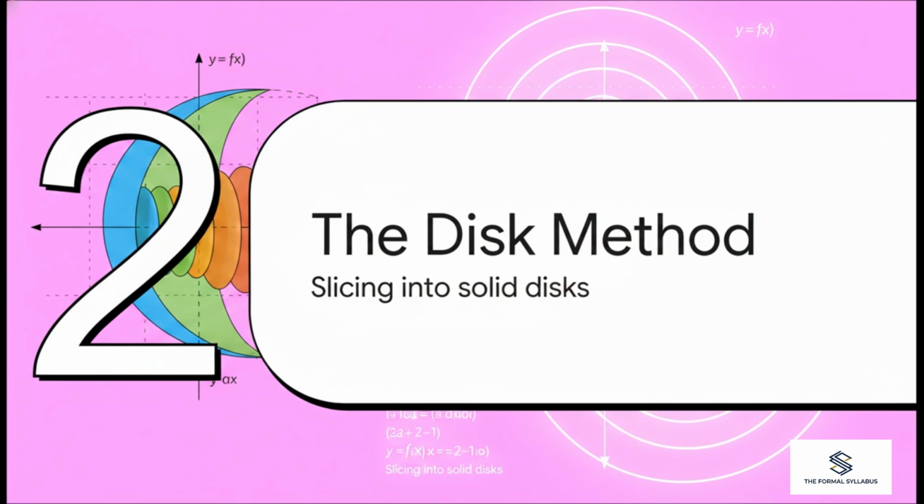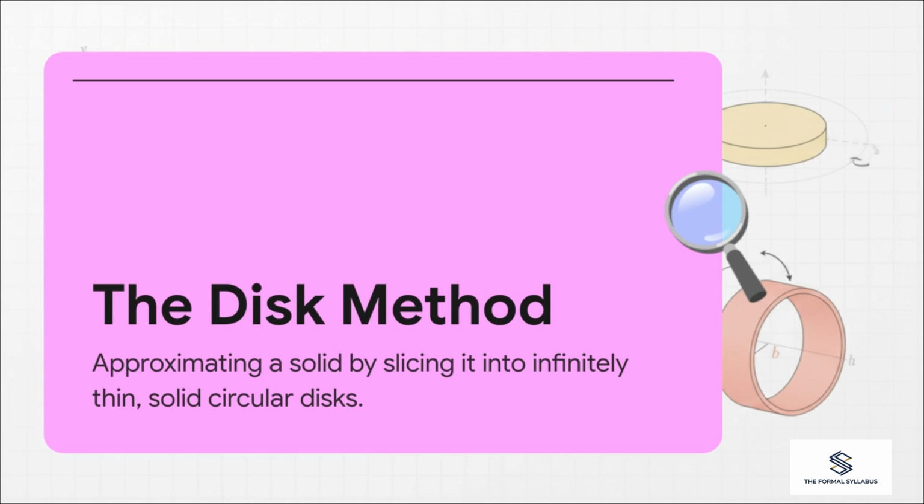It's time to start slicing things up into solid disks. So, the disk method is absolutely perfect for solid shapes that have no inner holes or cavities. Because our original 2D shape was sitting completely flush against the axis of revolution, spinning it just creates one solid mass. To find the total volume, we mentally slice the object up into infinitely thin, solid, circular disks. Honestly, think of it exactly like stacking up an endless series of different-sized dinner plates.